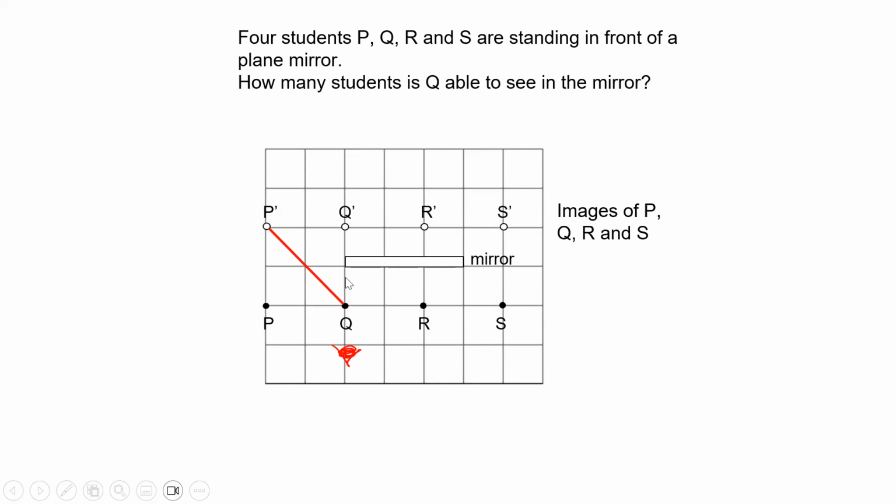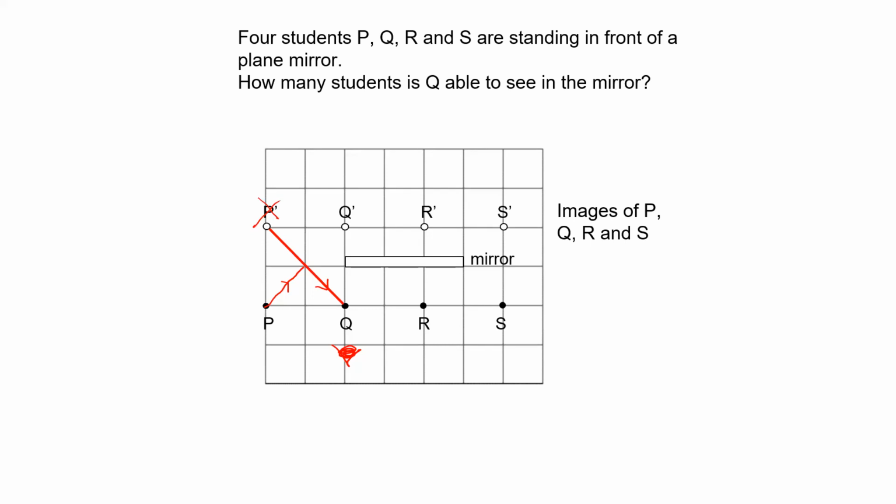But the mirror is only here. Is it able to strike like this? The actual ray comes from the object, strikes the mirror, and bounces into Q. But the mirror is not at here, so I cannot see P at all, because my mirror is only up to here. So I cannot see P.